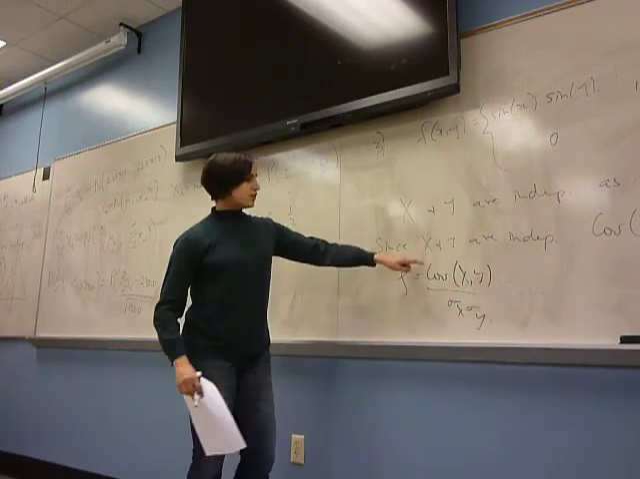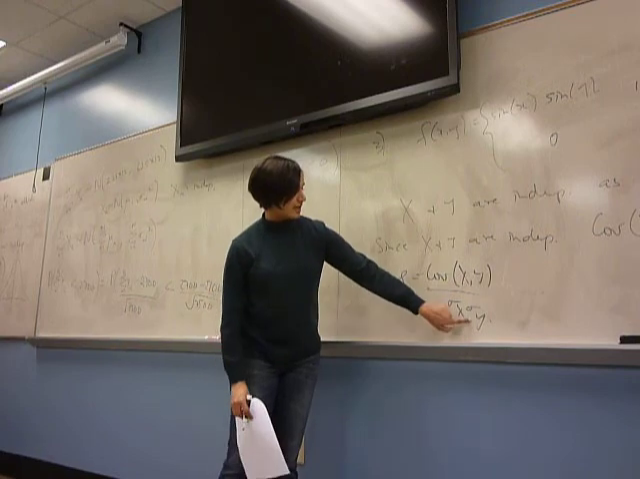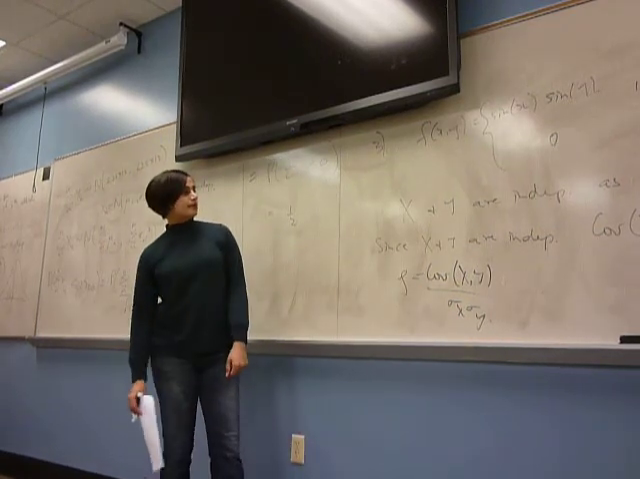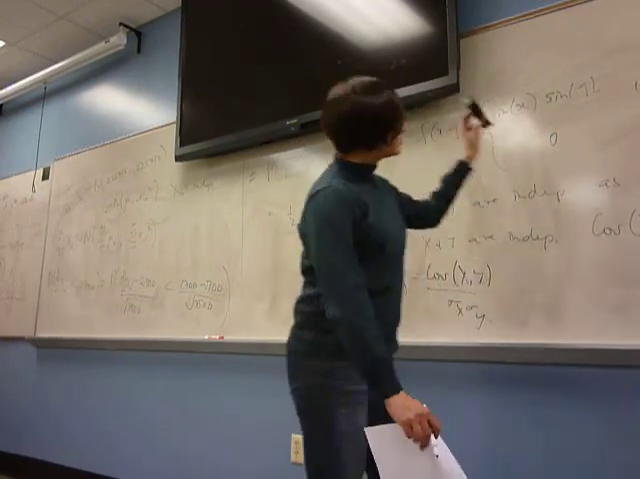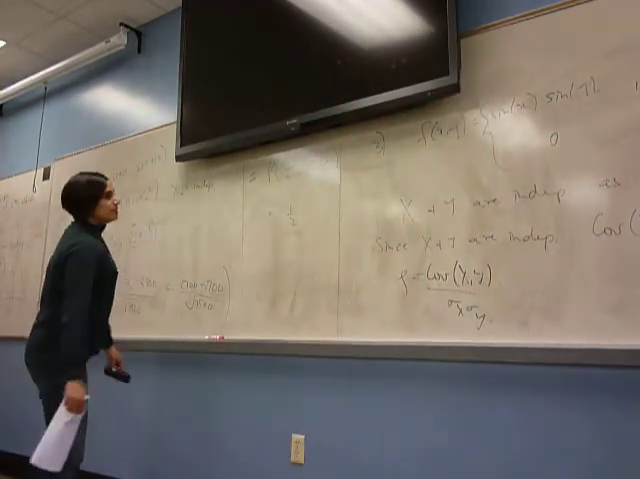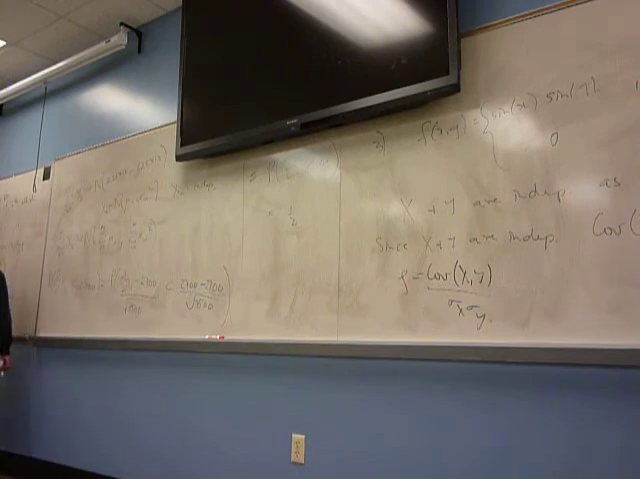Now, if you didn't know that they were independent, you would have to use this formula. That means calculating the covariance, the standard deviation for X, and the standard deviation for Y. This would be a computationally intensive problem. So you need to know your formulas for covariance, variance, mean, etc.